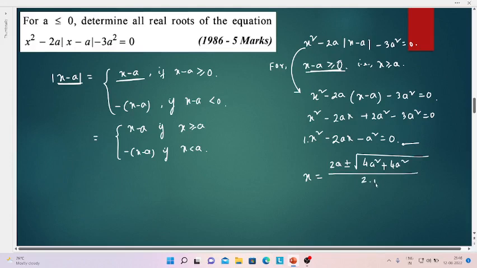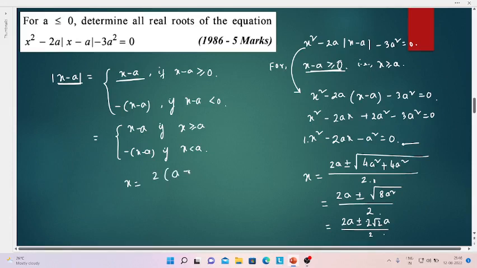You have to calculate something in your mind also, because that will save you a lot of time in the exam hall, right? So it will be 2a plus minus, it will have 8a square upon 2, right? So the value will be 2a plus minus 2 root 2a upon 2, right? So x equals, if we take common 2 from the numerator, it will be a plus minus root 2a upon 2. If we cancel this part, we'll have a plus minus root 2a, right?